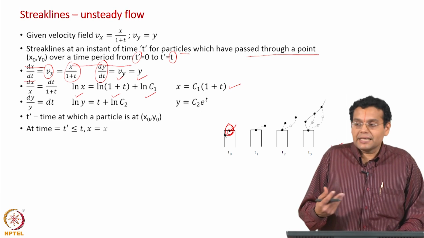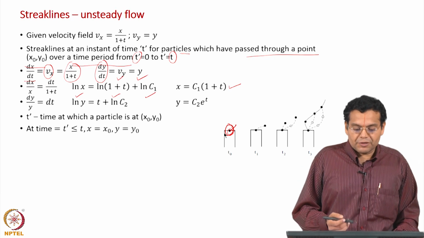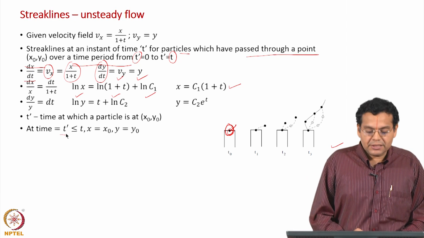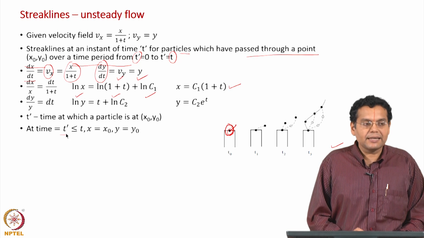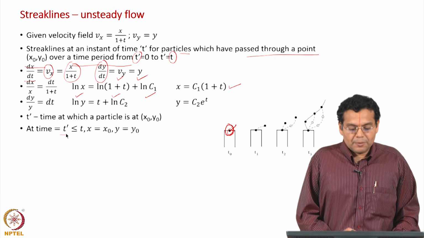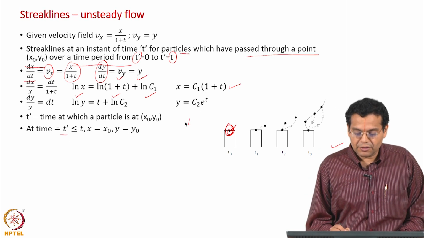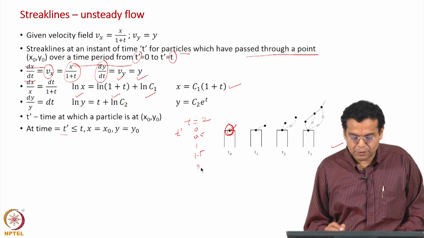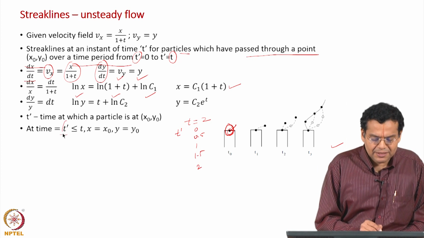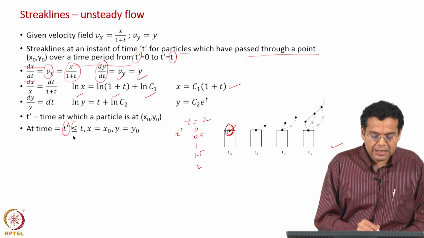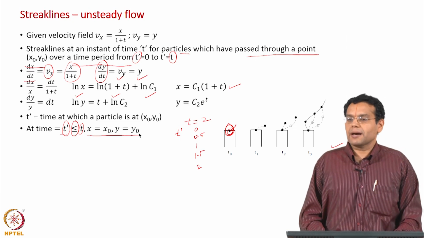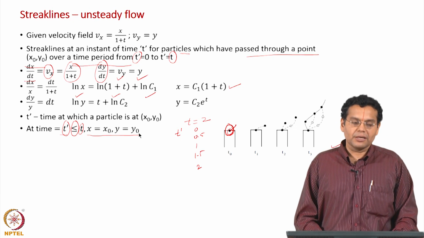So, the initial conditions which we know are at a time t dash, which is less than or equal to t. For the example, the t we are going to take is 2 seconds. So, t dash we will take as 0, 0.5, 1, 1.5 up to 2. So, at some t dash less than or equal to t, we know the position of the particle: x equal to x naught, y equal to y naught.